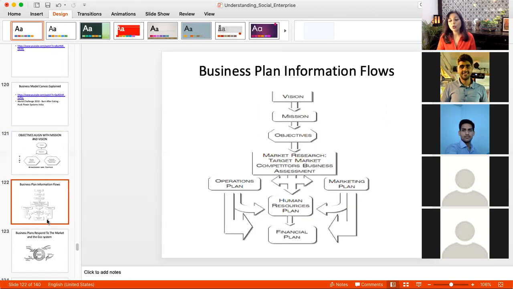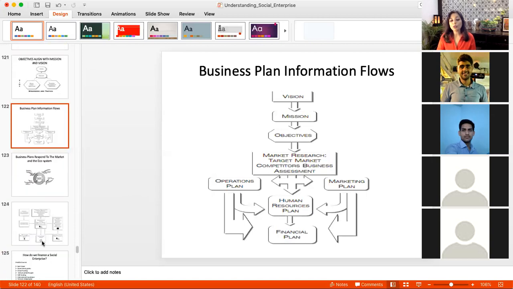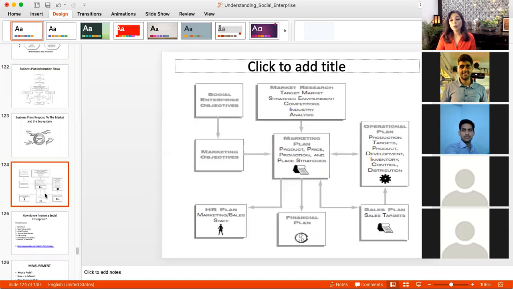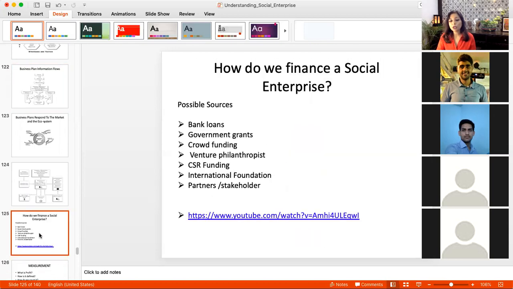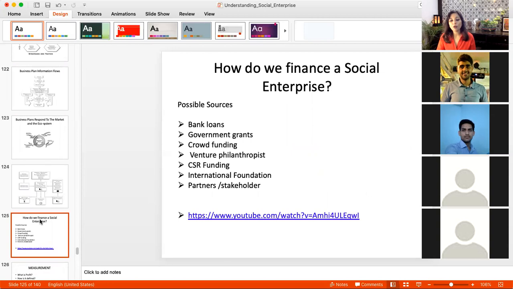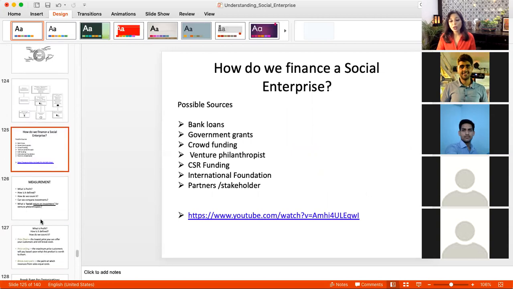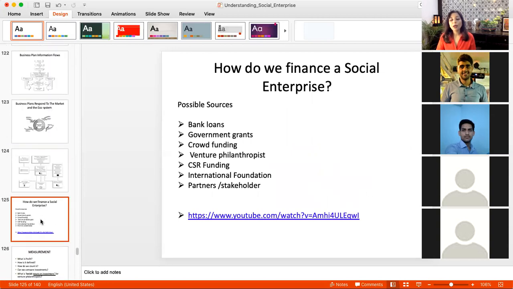So this is connected to what I have taught you. What is the business plan informational flow? These are the two small topics which I aim to cover after the lunch session, and a small idea about where you can go for financing of social enterprises. So 20 minutes of lecture on each of these topics will help us cover the course.